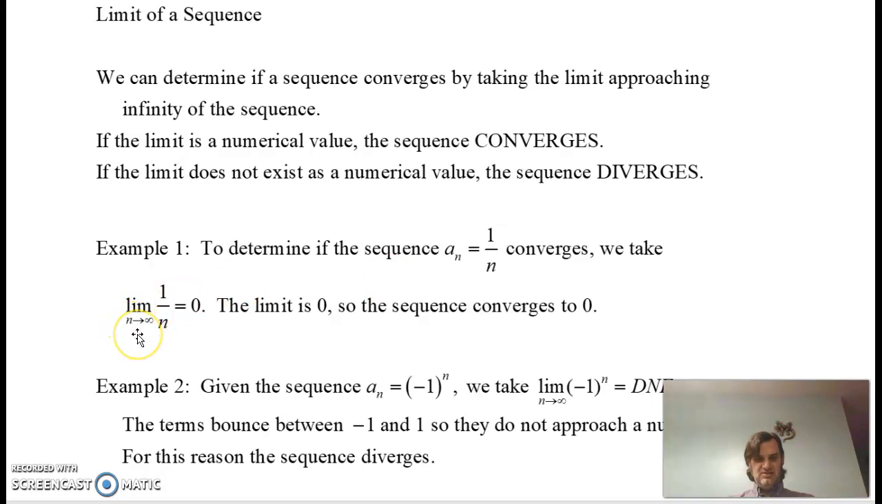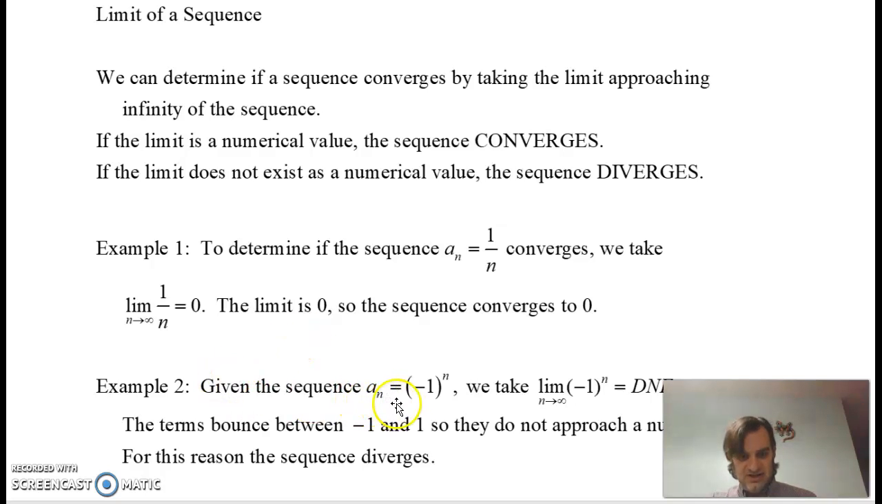But really what we're trying to do is see what happens if we continue that on forever. So if we let n go to infinity, 1 over a really big number would be 0. So this sequence converges to 0. So we use the limit to get that.